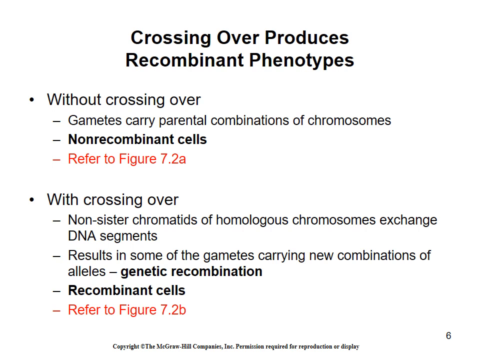Whereas in cells that exhibit crossing over, because we are mixing the non-sister chromatids on the homologous chromosomes, we're mixing the alleles from the maternal and the paternal lineage. What we then get is a recombinant cell, which is a genetic recombination or a hybrid of the genes that mom and dad contribute individually to the offspring.